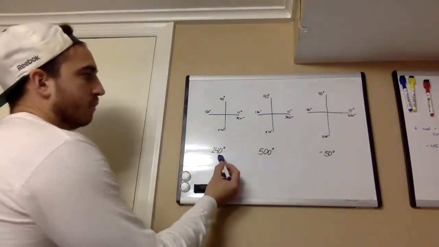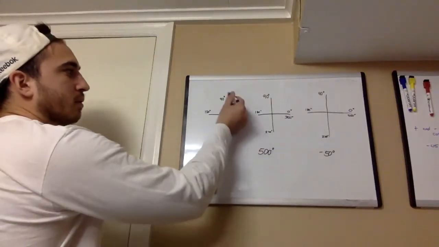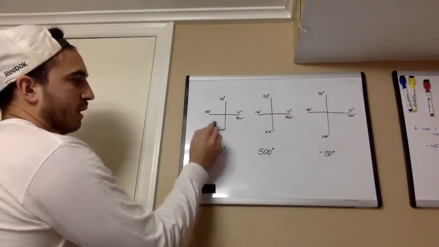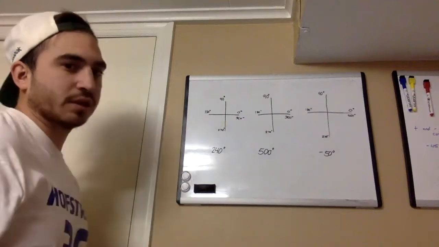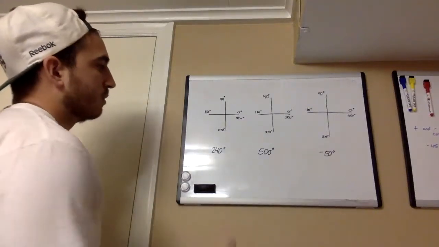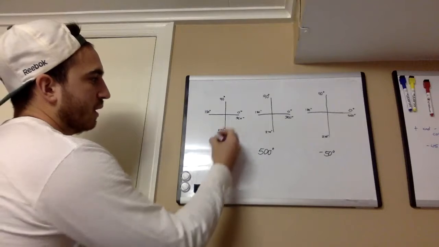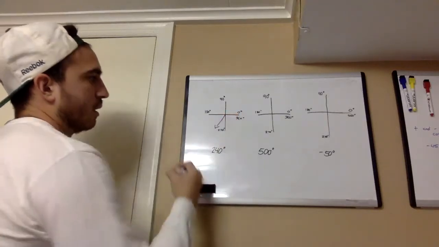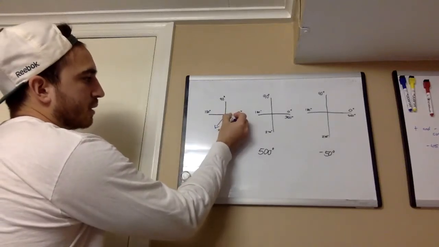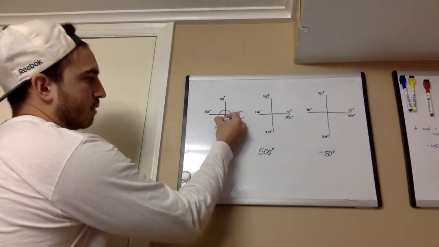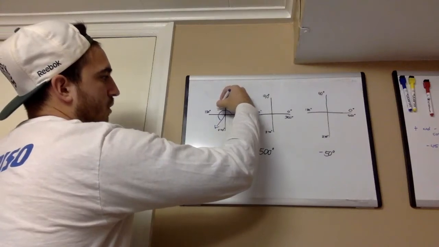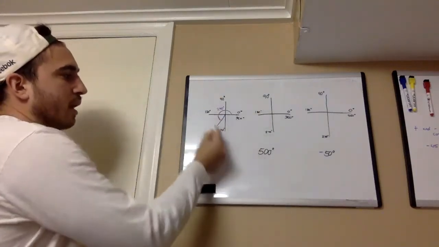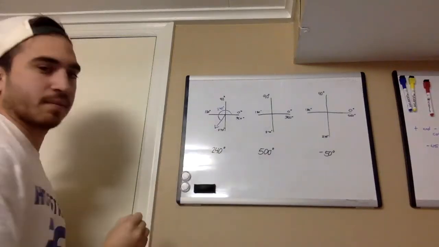The first one is 240. Notice how it goes from 0 to 90 to 180 to 270 to 360. 240 is going to be falling into this quadrant right over here, which is going to be quadrant 3. 240 is a little bit closer to 270, so I'm going to draw an arrow going down, and then my angle is going to be this. Starting at 0, it goes up, goes around. This right here is 240 degrees. So notice how I'm going counterclockwise when it is a positive degree.